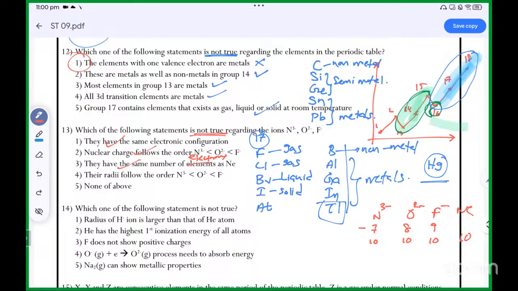Then the fourth one: the radii follow the order N3 minus, O2 minus, and F minus. Actually, this is not correct. The highest radius is with the N3 minus ion because 10 electrons are looked after by 7 protons. So this should be the highest, then O2 minus, then F minus ion. So the fourth one is wrong.